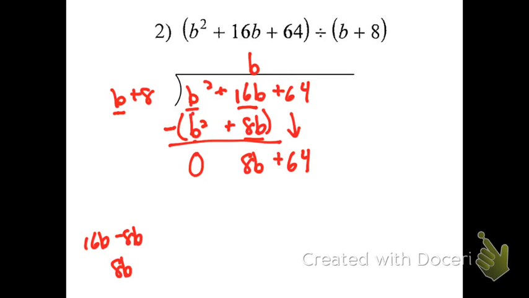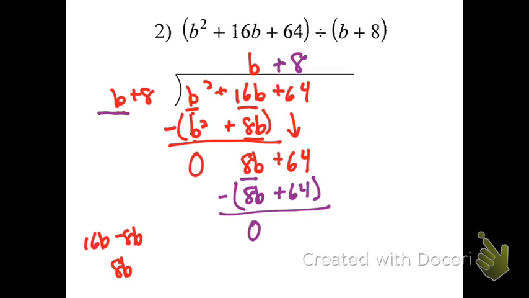And then I drop down the plus 64. And then I ask myself the same question we have to keep asking ourselves. What do you multiply by b to get 8b? That would be a positive 8. And positive 8 times b is 8b. Positive 8 times 8 is 64. And we are going to subtract this binomial from the other binomial. 8b minus 8b is 0. 64 minus 64 is 0. So we end up again with this. All right, no remainder, so that's going to be our quotient.